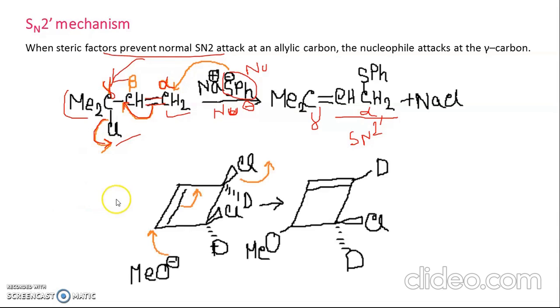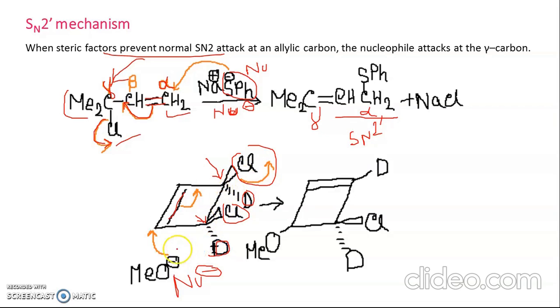Another example. In this example, this is cyclobutene, a four carbon ring. There is a double bond also. So this is also, see, this leaving group is in the allylic position. So Mu minus, which is our nucleophile, could attack directly this carbon, that is, the leaving group bearing carbon, or this carbon, because both the carbons are equivalent. There are chlorine and deuterium attached here, and in this case also chlorine and deuterium attached.